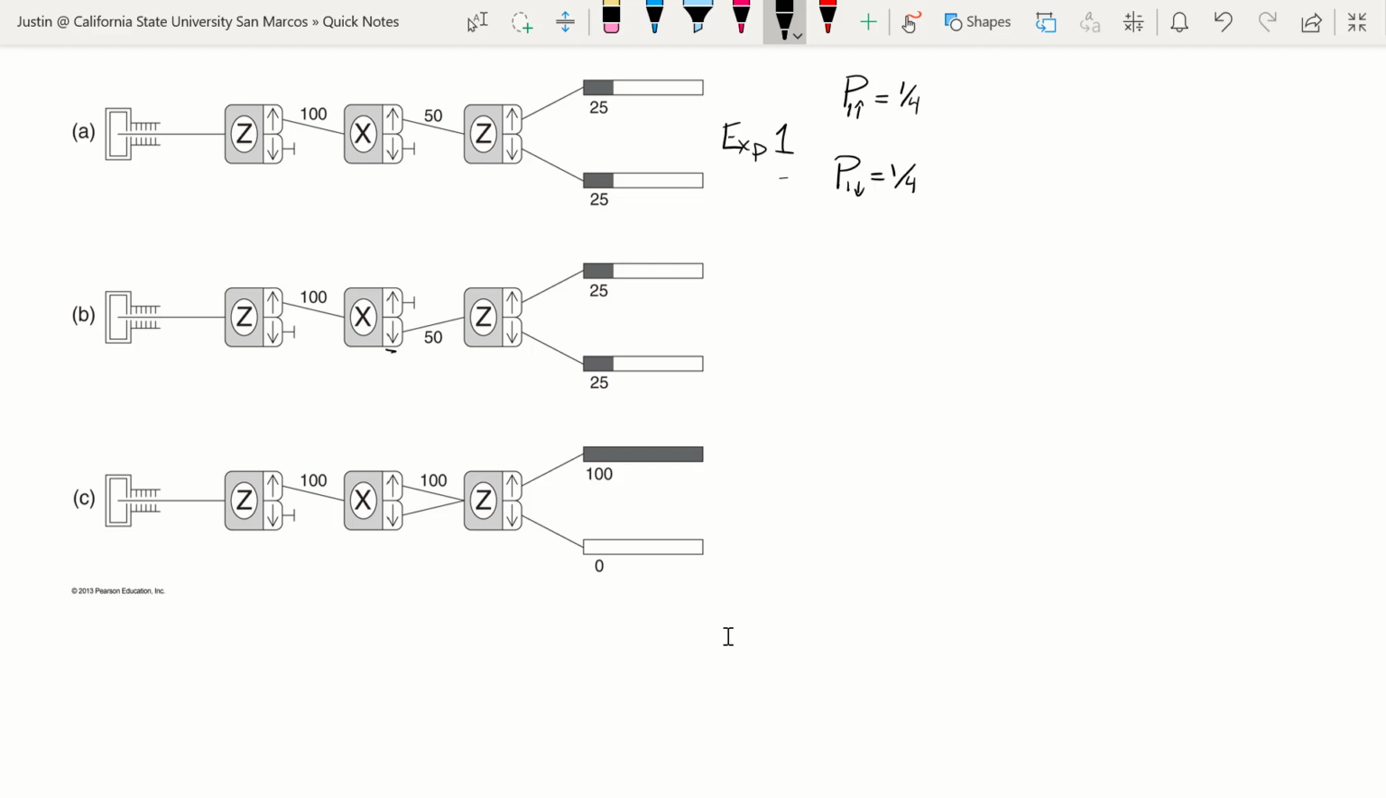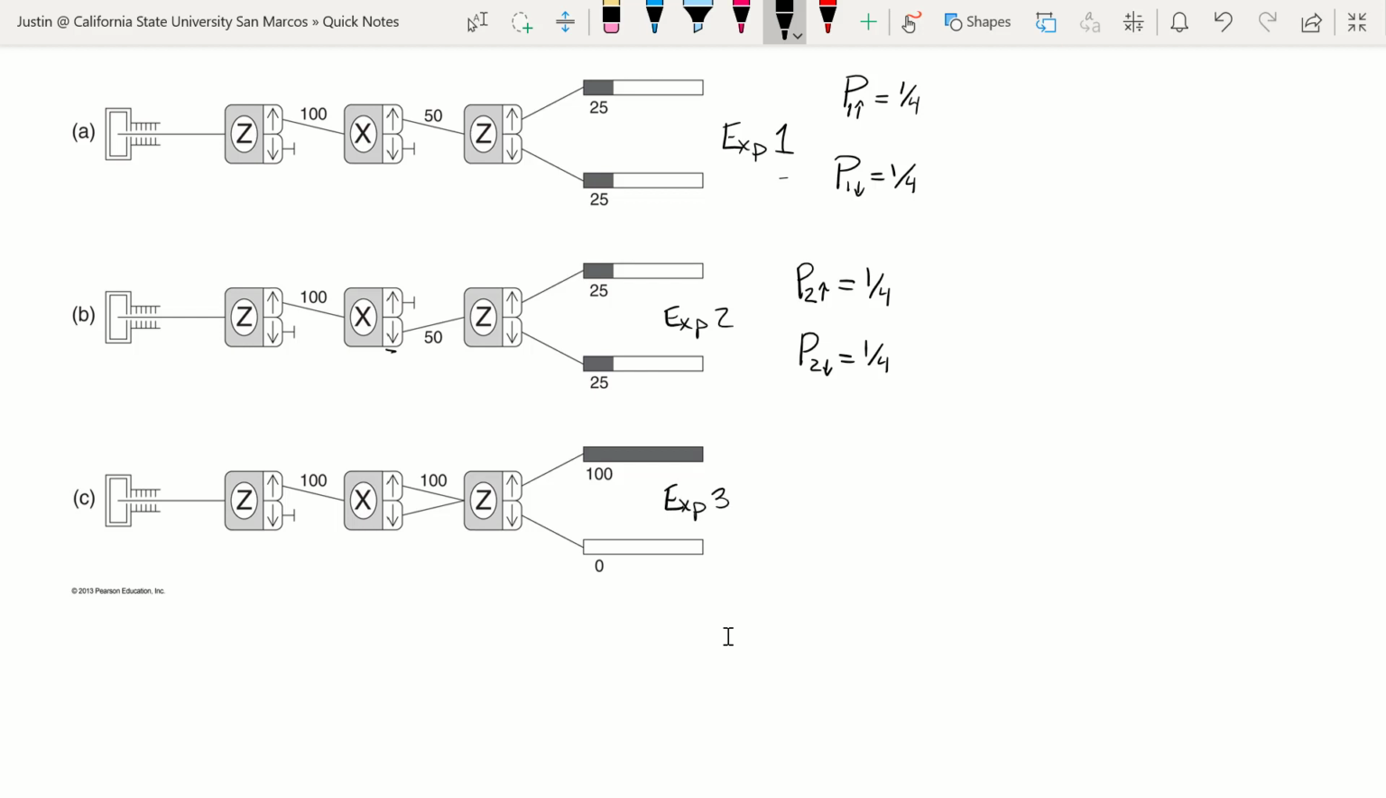Okay, if we look at the second experiment in that series, we find the same sort of thing, right? The probability of experiment 2 measuring it as a spin up was 1/4, and the probability of experiment 2 measuring it as spin down was 1/4.